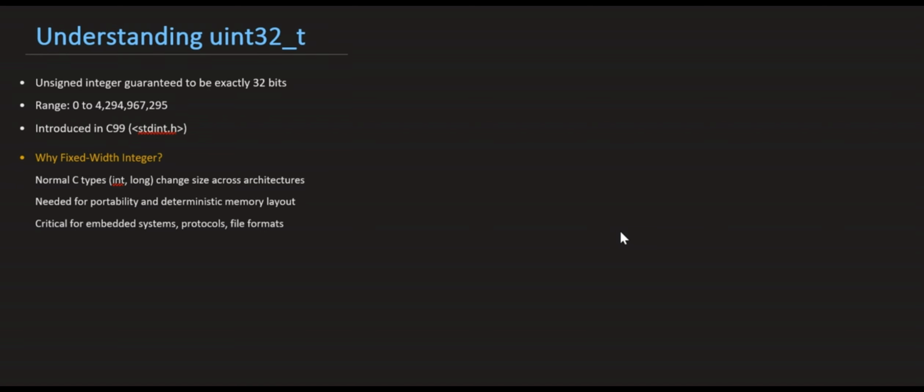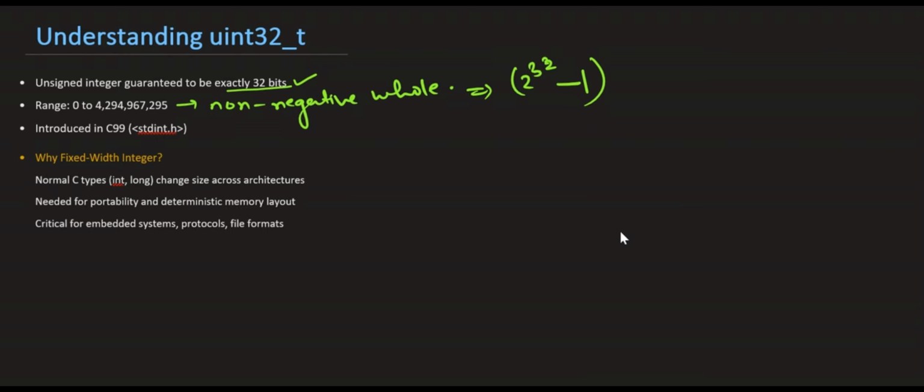So the first and foremost thing: it is an unsigned integer, which is exactly 32 bits wide, and the range starts from 0 to 4294967295, which means that it is a non-negative whole number. And how do we calculate this range? It's very simple: 2 raised to 32. I know you all know, but I'm just going to write it over here: 2 raised to 32 minus 1. This is how we calculate.